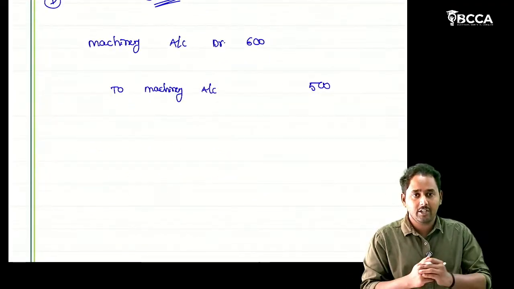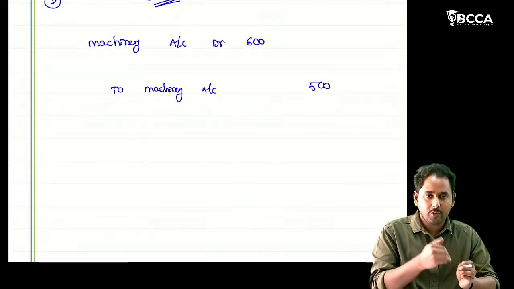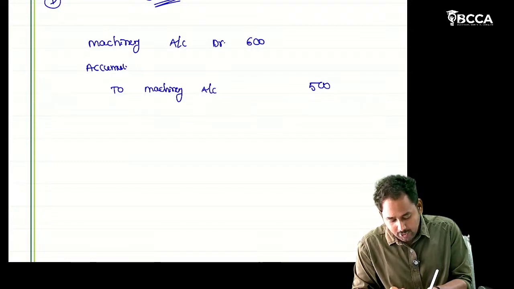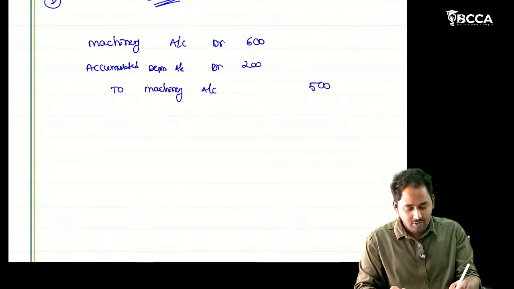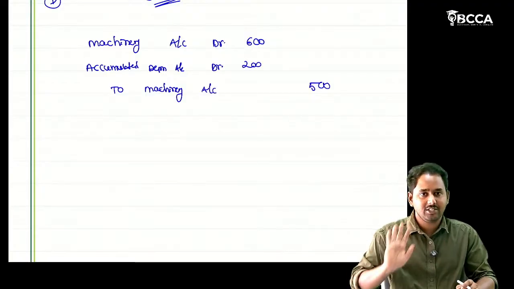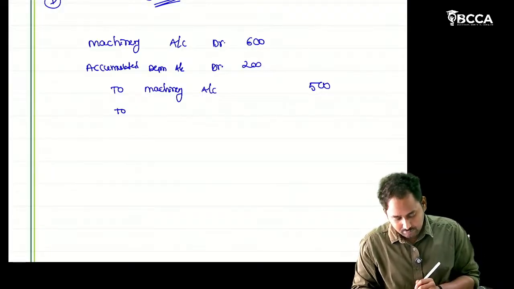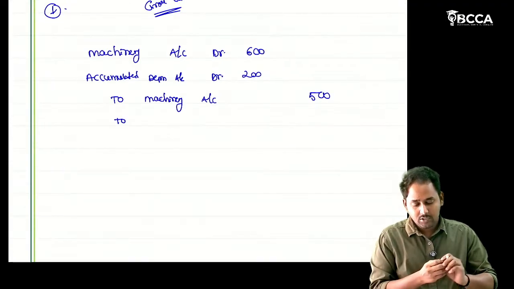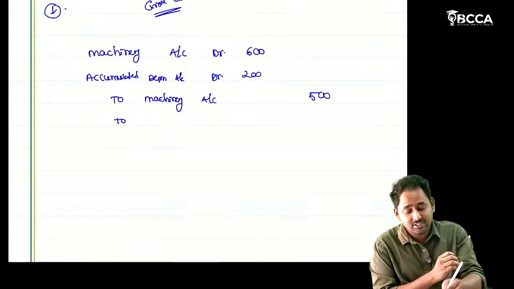By debiting or crediting? Accumulated depreciation is a credit. If I want to de-recognize it, I should make a debit. So accumulated depreciation account 200. Then what is the effect here? 500 minus 200, then it becomes 300. Then, did you pay any cash? Are you paying any cash for acquiring this 600?